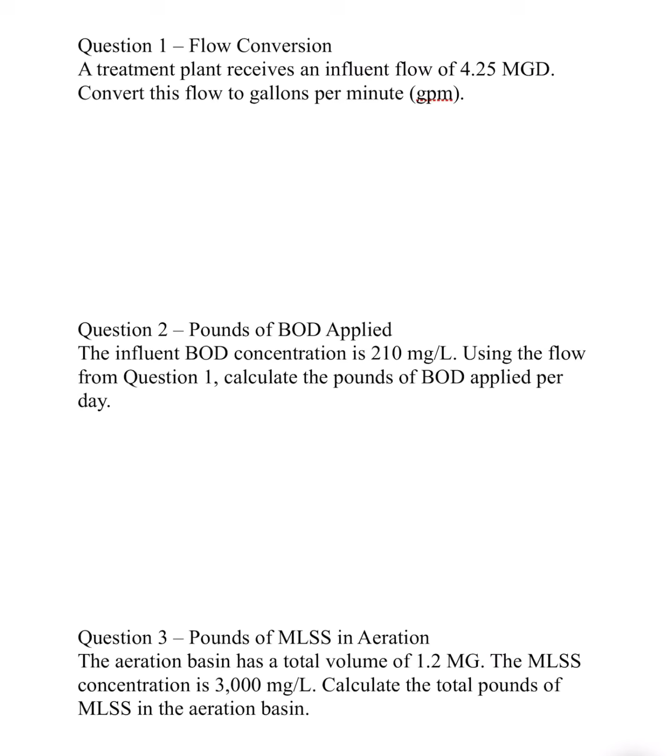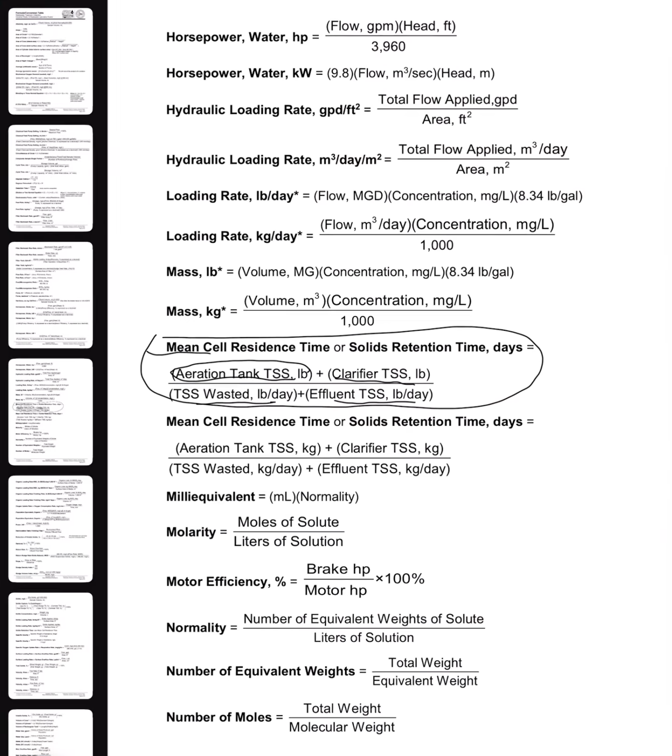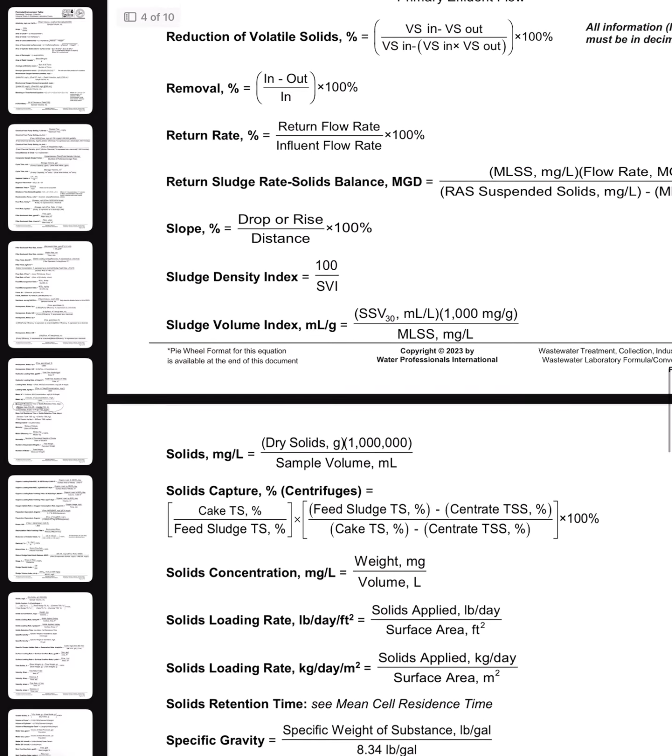For our first question, it's going to be a flow conversion question. It says a treatment plant receives an influent flow of 4.25. Convert this flow to gallons per minute. So let's look at our conversion tables.